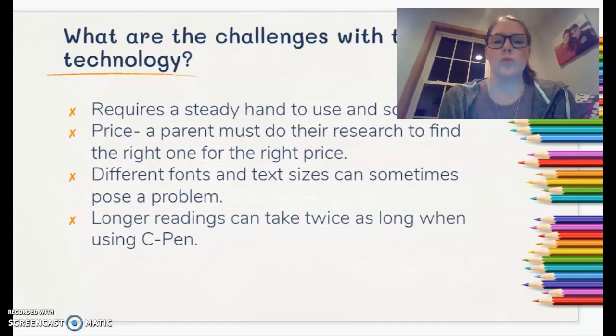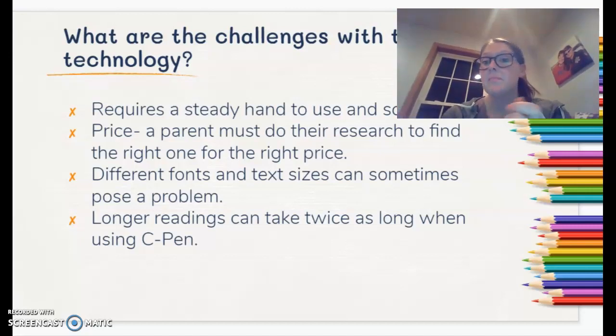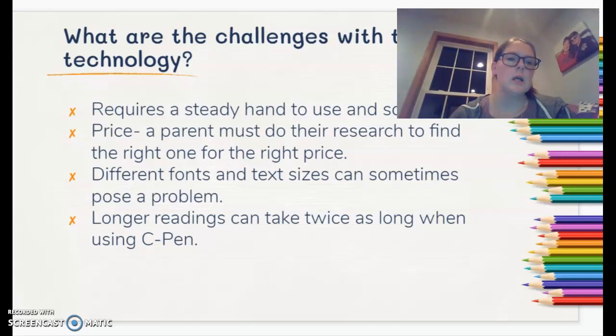Another thing that isn't really great about this pen is it does require a steady hand. And the price, it's expensive. When I looked at them on Amazon, at least $250. And that was for some of the older versions of the pen. The newest versions are more. And if you're having the child look at something, a worksheet or something that has a different font style than just Times New Roman or Arial or things like that, or if it's a big text, like the text itself is like 20 in size, the pen struggles with that. So those are all just things to keep considering.